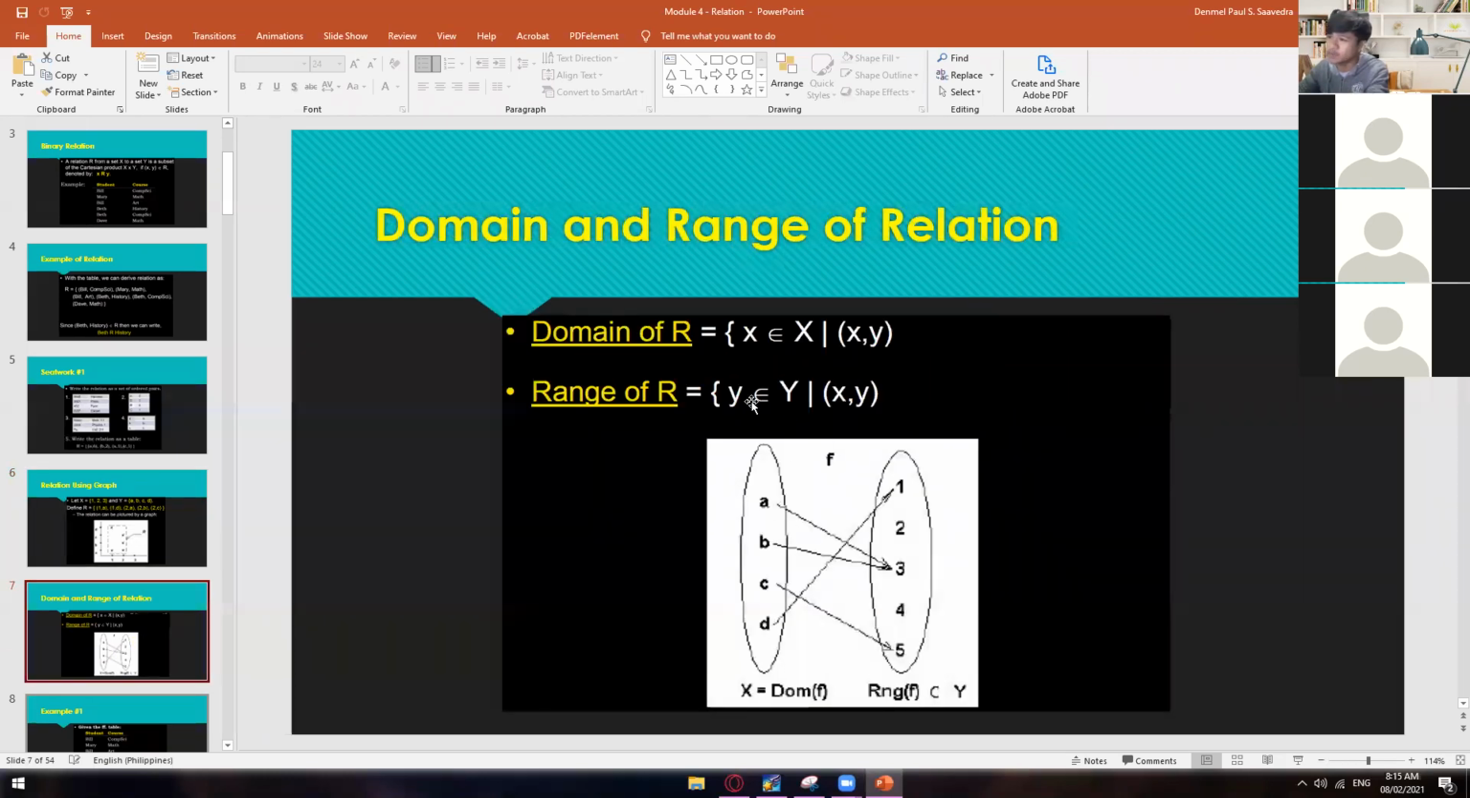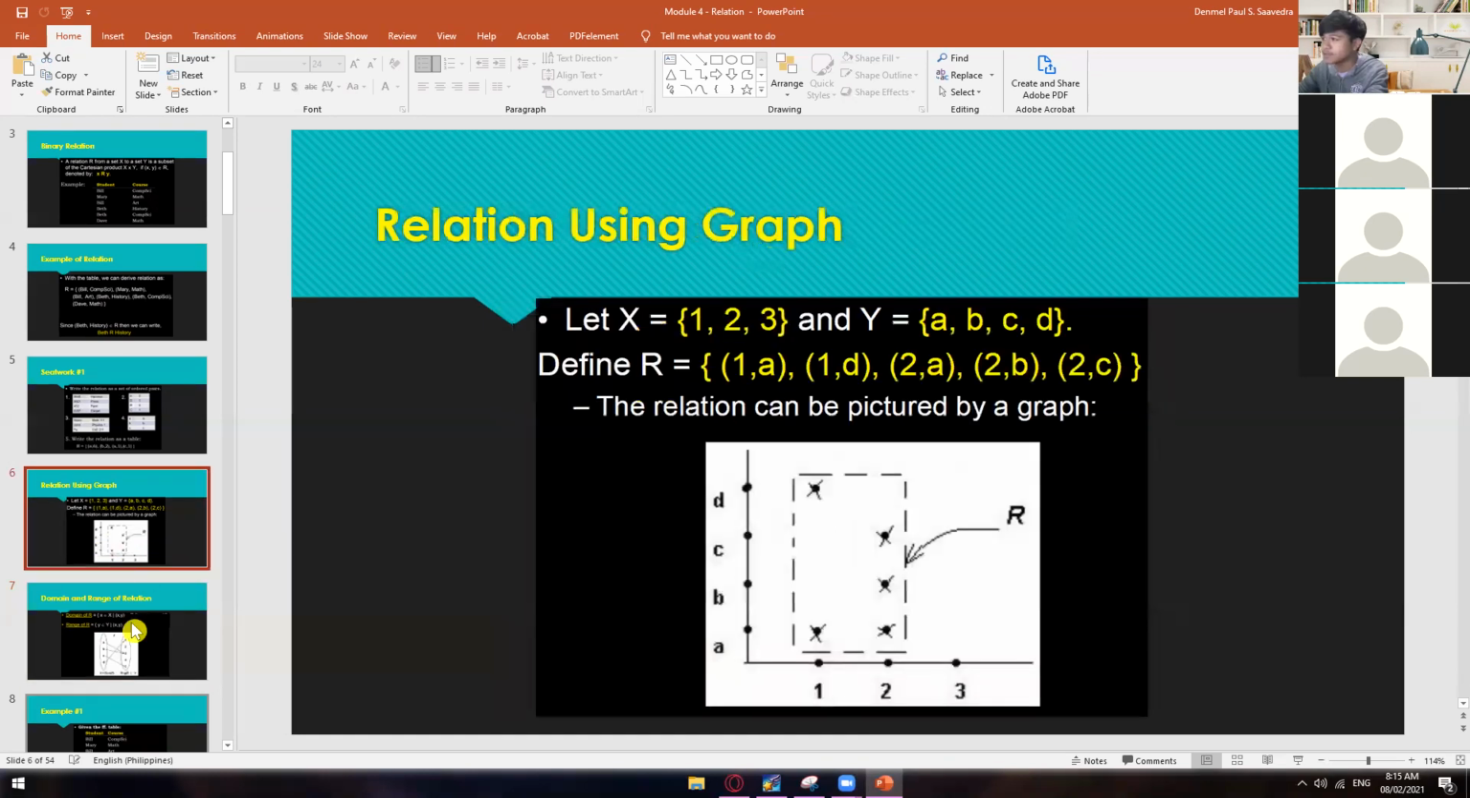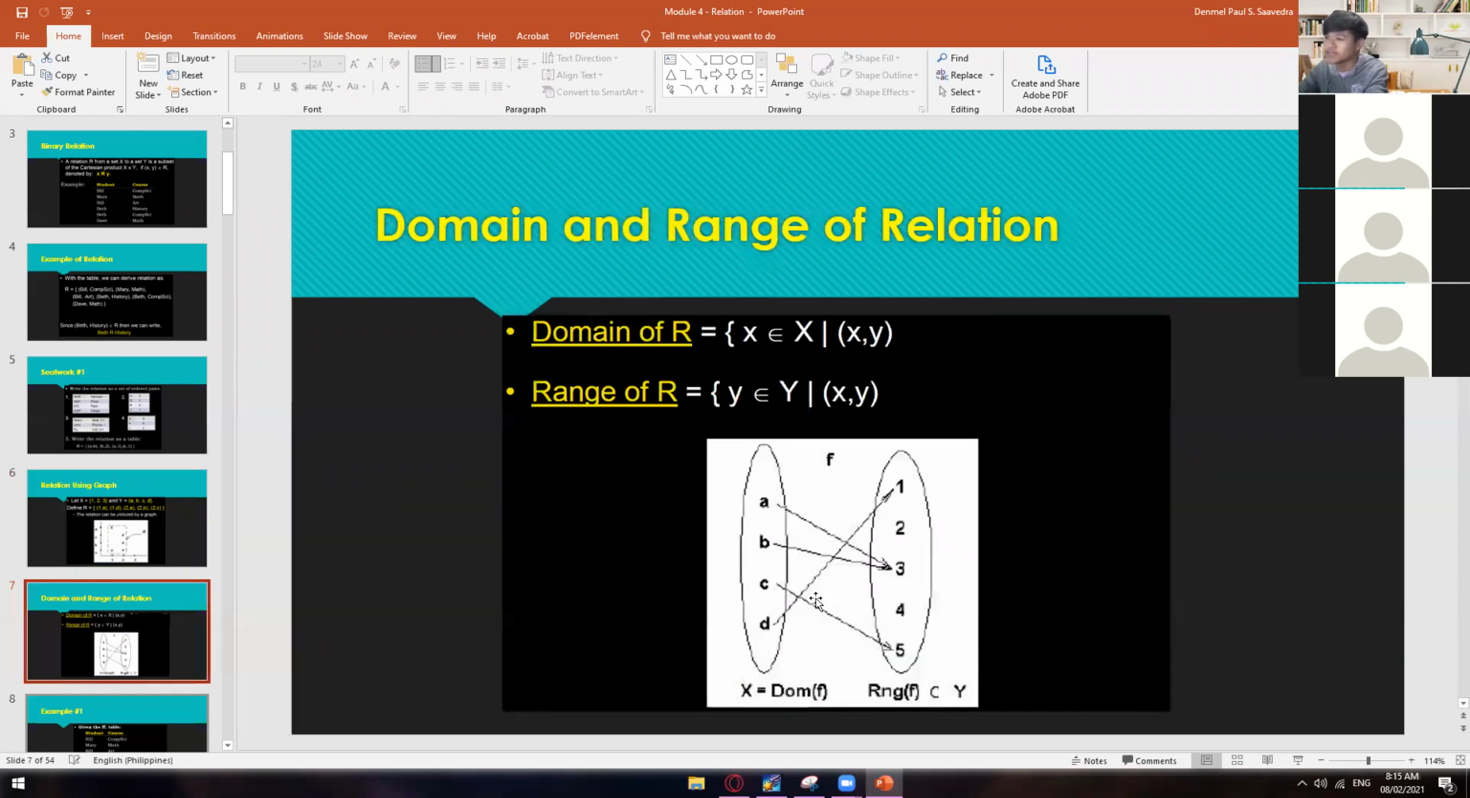Which is this one, okay? So all of the elements of x is your domain, and then all of the elements of y is your range, okay? So as against right here, we have the domain and then the range. So this one came from, is it the same with this one? No, this one came from nothing, okay? This is just an example of a domain and then range, okay? So this one is our x, and then this one is our y.